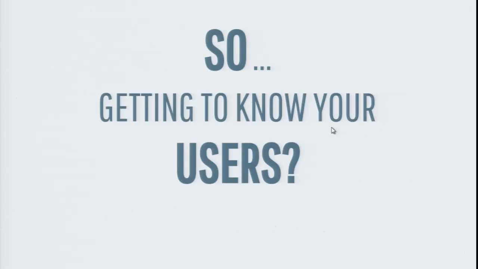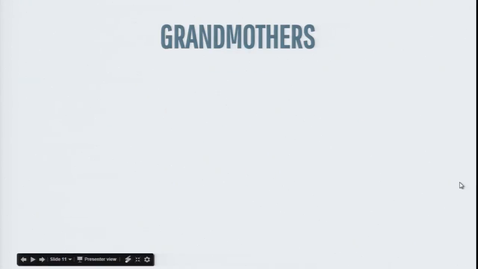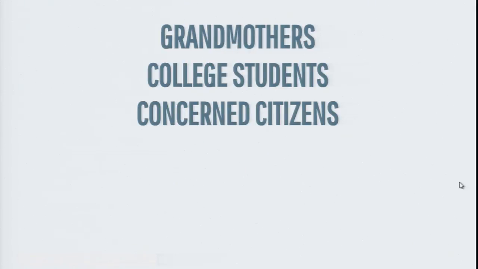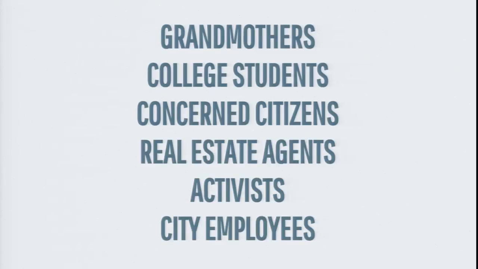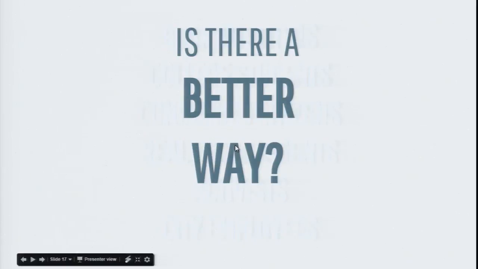But what if we knew that our target audience wasn't exclusively geographers? What if it was made up instead of grandmothers and college students and concerned citizens and real estate agents and activists and city employees? It's not saying that any of these people can't do GIS, but the chances that they're all experts in GIS is probably slim to none, right? And so the question is whether or not there is a better way to do this. And I think there actually probably is a better way.